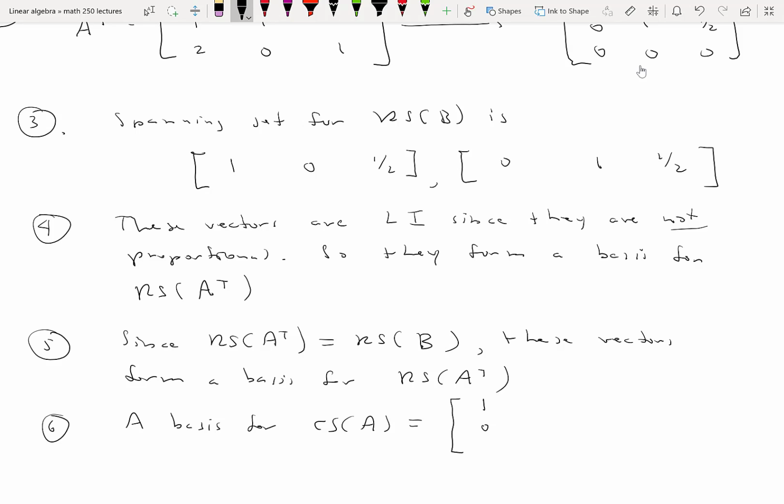So the column vectors are, I don't want to put an equal sign there. Hang on a second. It's not correct to put an equal sign there. The basis for the column space of A is the column vectors 1, 0, 1/2, and 0, 1, 1/2.